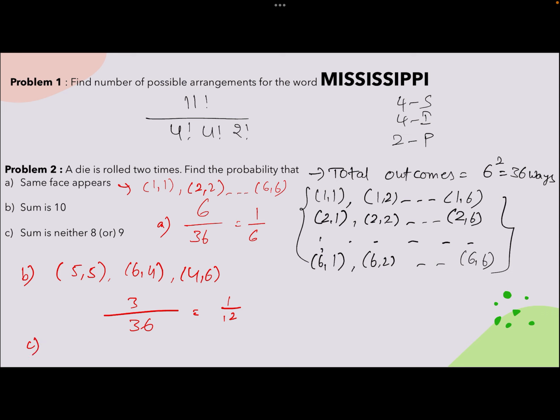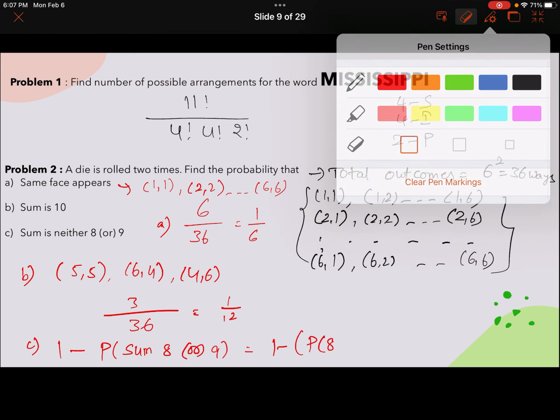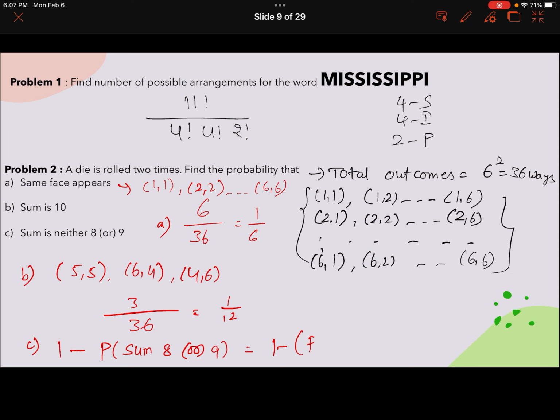Here is an interesting question. Sum is neither 8 nor 9. We have a lot of ways, like 2, 3, 4, 5. So it is difficult to find out. So we can write it as 1 minus P of sum being either 8 or 9. That is 1 minus P of sum equals 8 and P of sum equals 9.